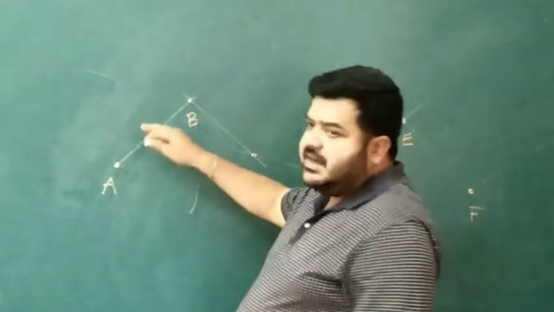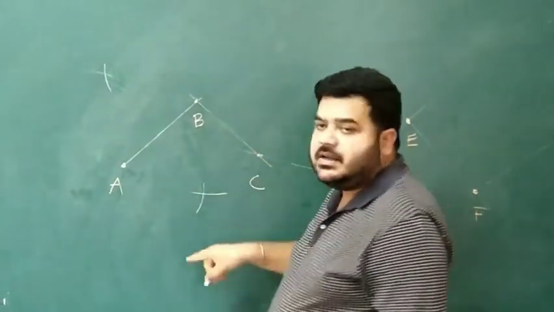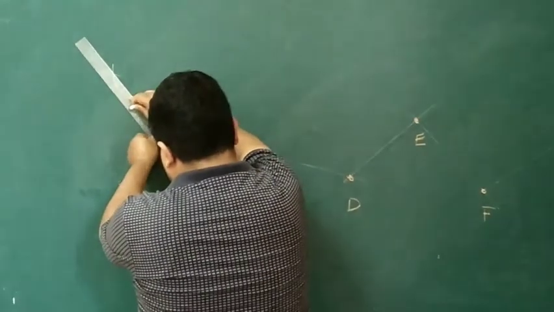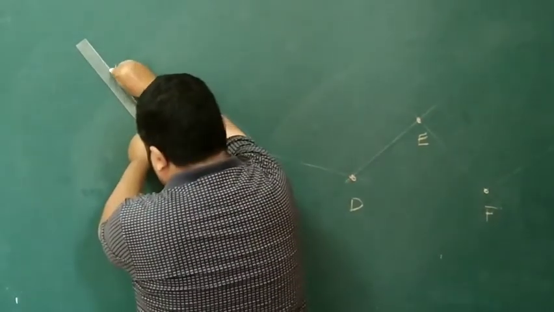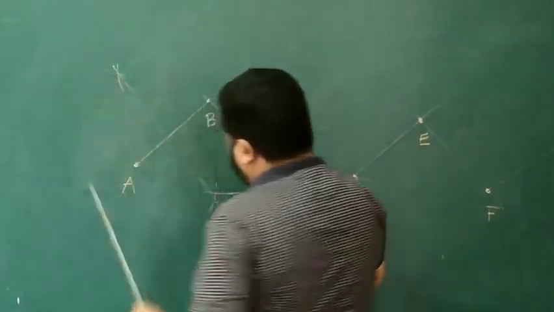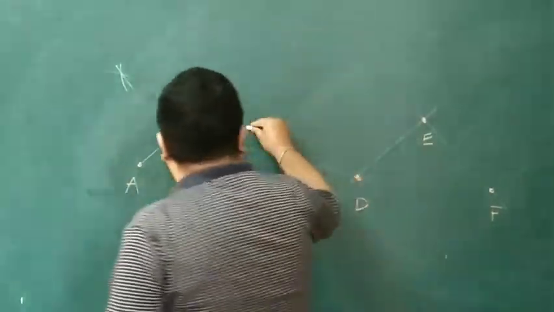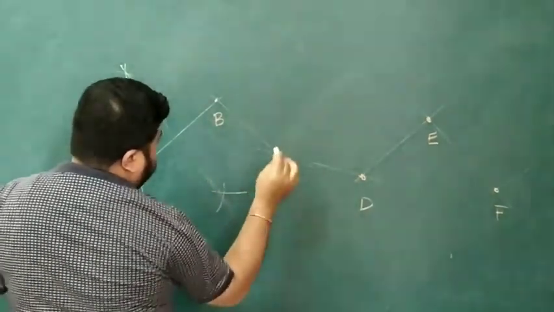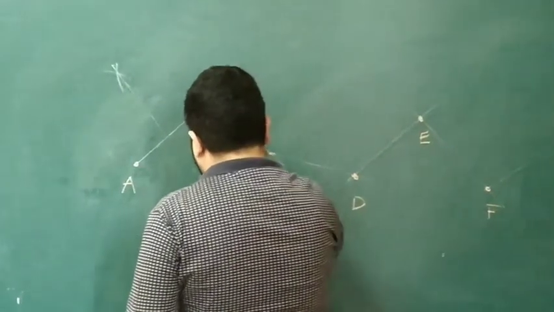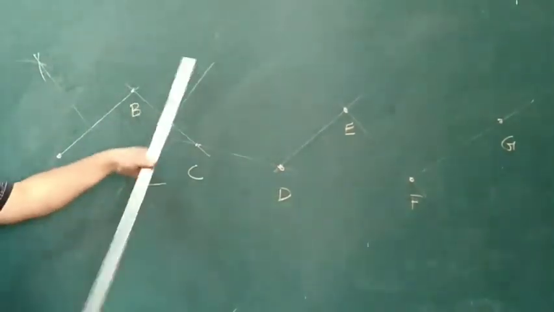Now, changing the center from A to B, you draw another arc intersecting these arcs. Now you connect these points with a line. And this is the perpendicular bisector of AB. Similarly, I draw the perpendicular bisector of BC. In the similar way, I will be drawing the perpendicular bisector of BC.